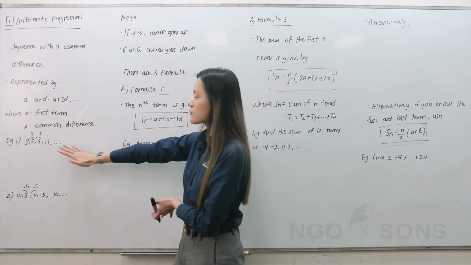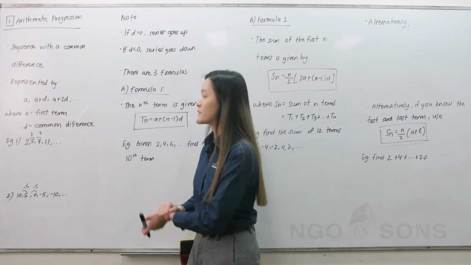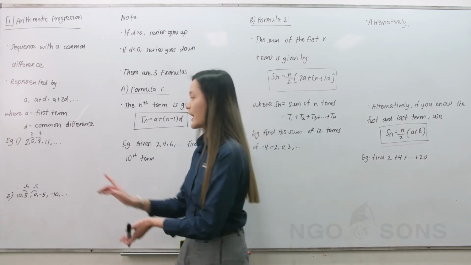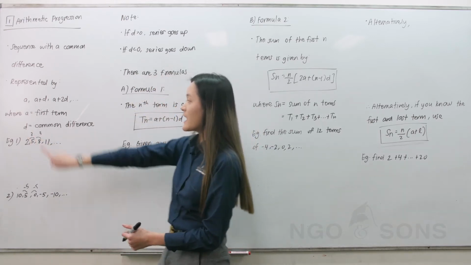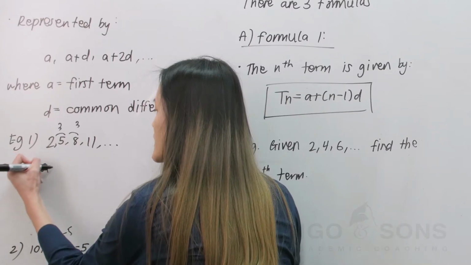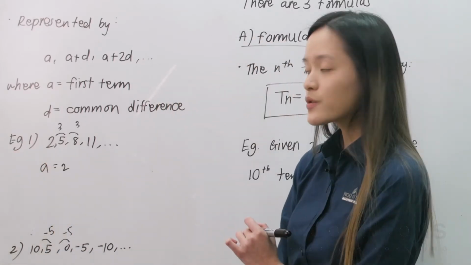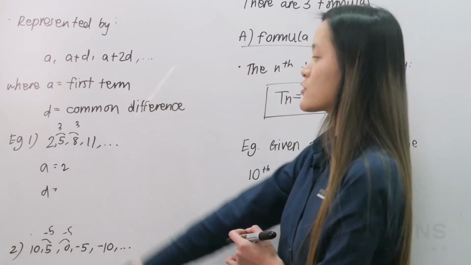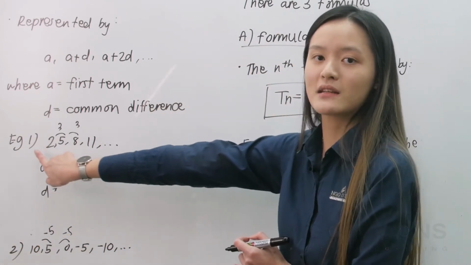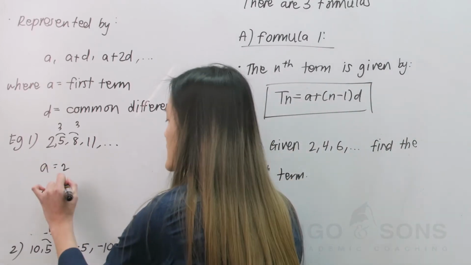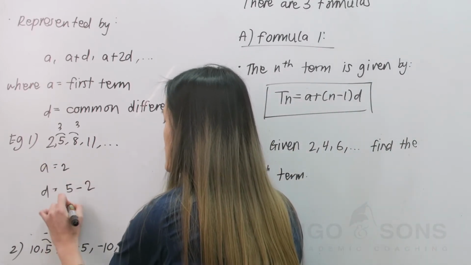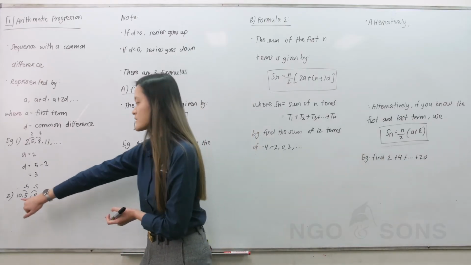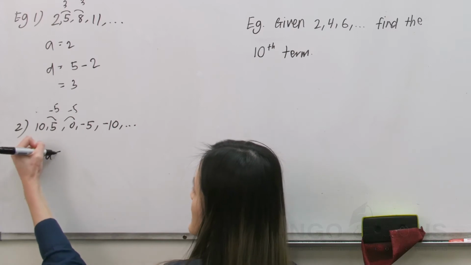Okay? So let's revisit these two sequences of numbers again, and identify what A is and what D is. Looking at my first AP, A is always the first term in my sequence, so in this case, it is 2. Now to properly find the common difference, it's always the right term minus the left term. So in this case, it is 5 minus 2, which gives me 3. Moving on to the next sequence, my first term A is going to be 10 in this case.